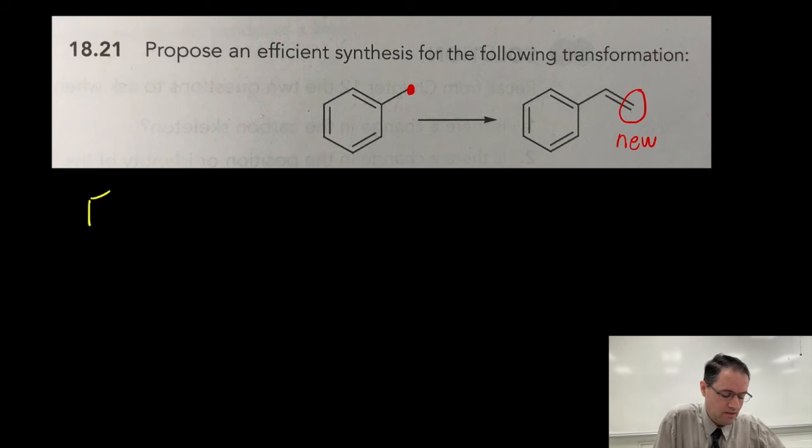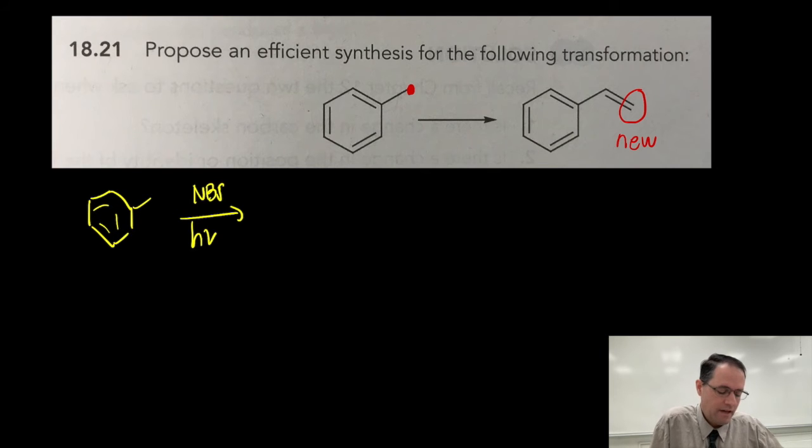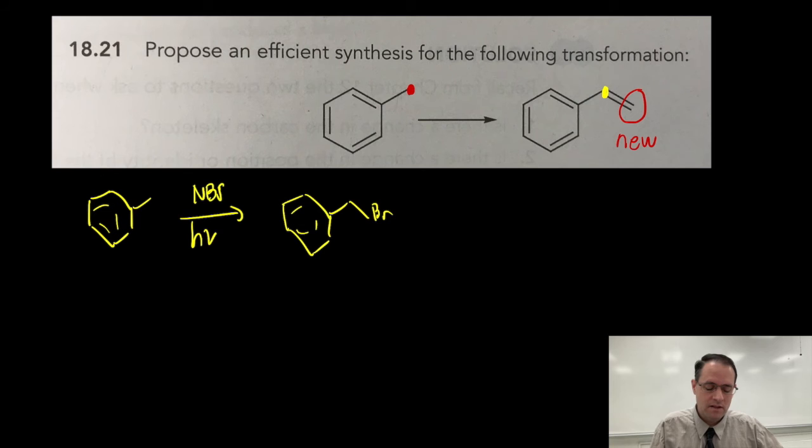We'll just use that. So take your toluene, treat it with NBS and light, okay? And this is going to form benzyl bromide, okay? Now we want to think about how do we create a carbon-carbon bond from a halogen. One way to do that is to treat this with magnesium in ether to make the Grignard reagent.